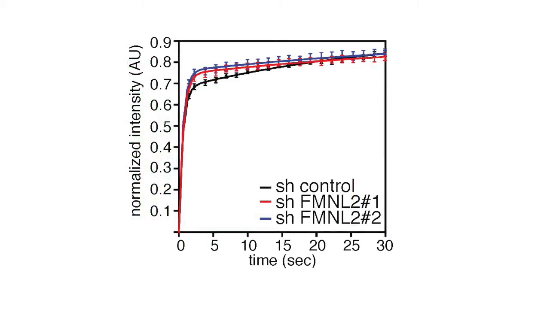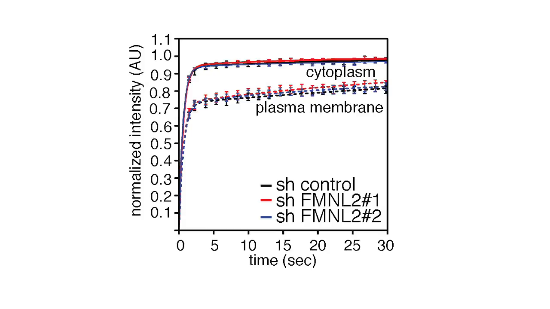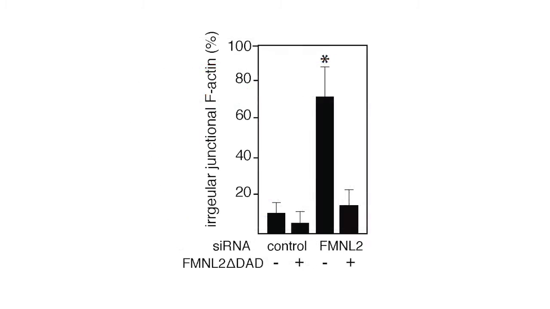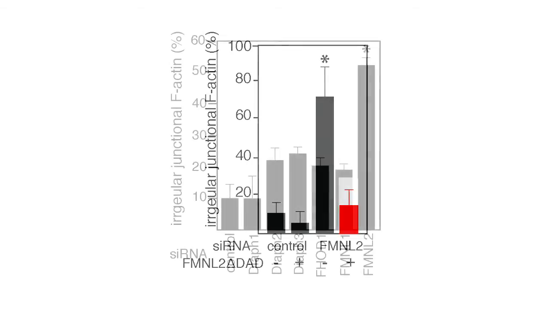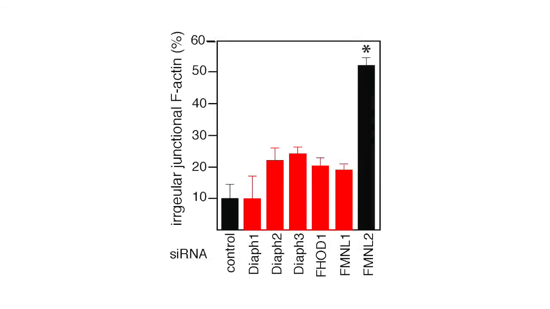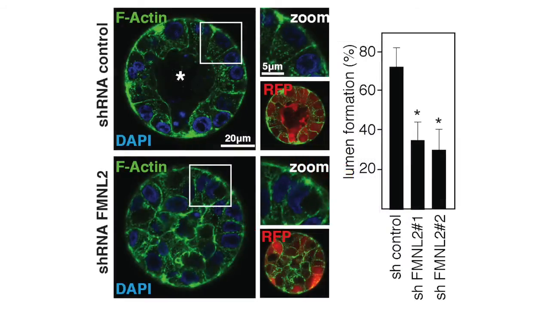And it was really specific for this junctional pool of GFP actin that was detectable at the cell-cell contact site, but not at the cell cortex somewhere else or in the cytoplasm. Junctional actin assembly was rescued by a constitutively active version of FMNL2 lacking its autoinhibitory DAD domain, whereas knocking down other formins had no effect on actin formation at cell-cell contacts. Over longer periods, FMNL2 depletion impaired the spheroid's ability to form differentiated lumens, though whether this phenotype is due to defects in junctional actin remains unclear.